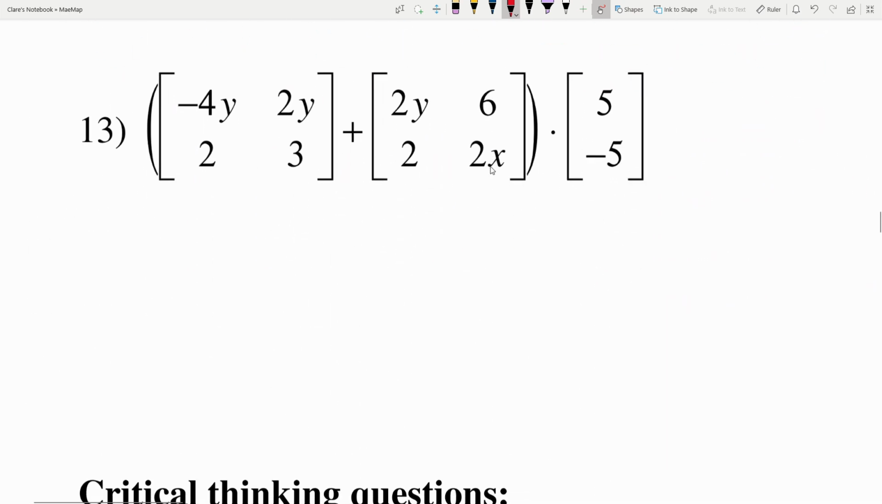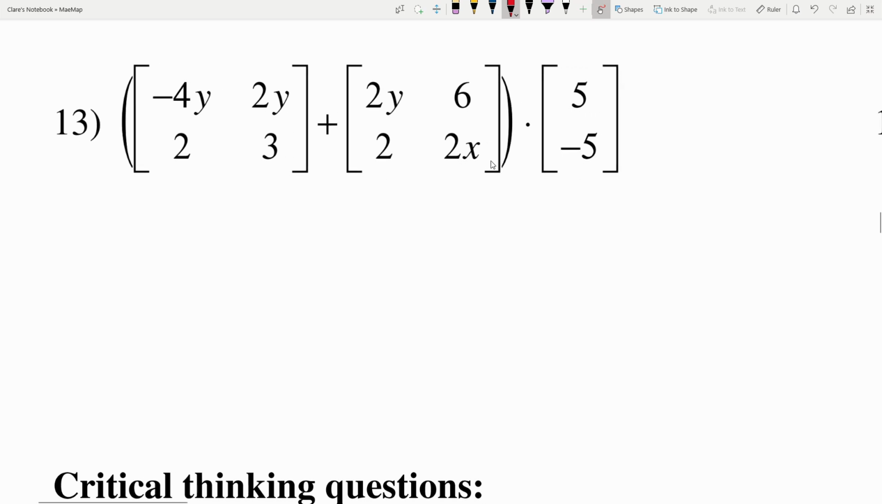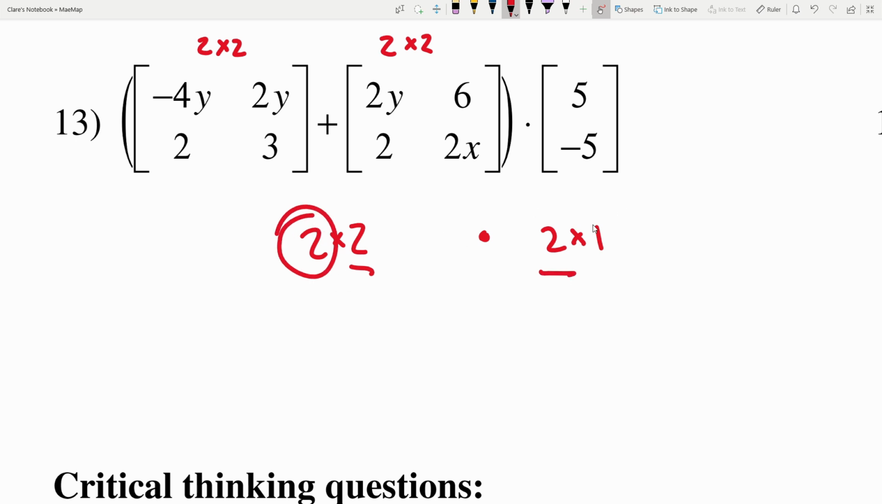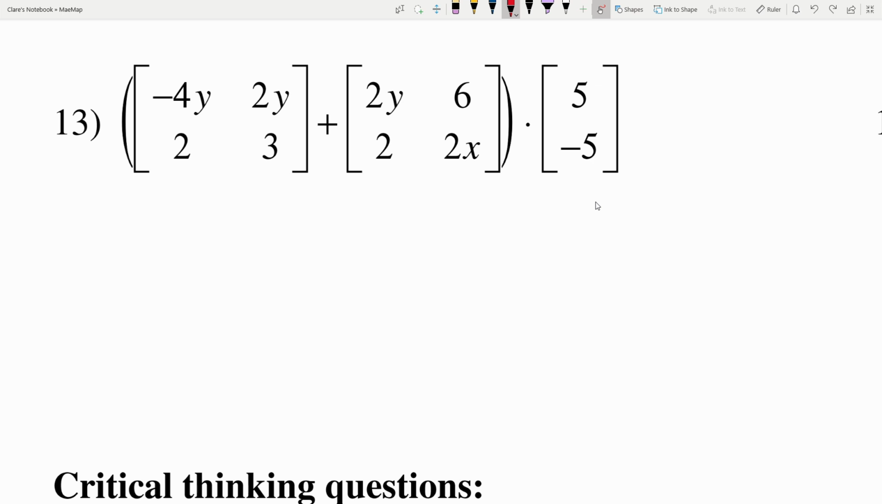In number 13, they mix things up a bit by throwing in some variables. But we still go about adding or multiplying the same exact way. So first of all, let's double check that we can complete all of our operations. We have a 2 by 2, and we're adding that to a 2 by 2. We can totally add matrices of the same size. That result is going to be a 2 by 2. Now, can we multiply a 2 by 2 by a 2 by 1? Yes, we can. Because the number of columns of the first match the number of rows in the second, the result will be a 2 by 1. So because we can do all of these operations, let's go ahead and complete 13.